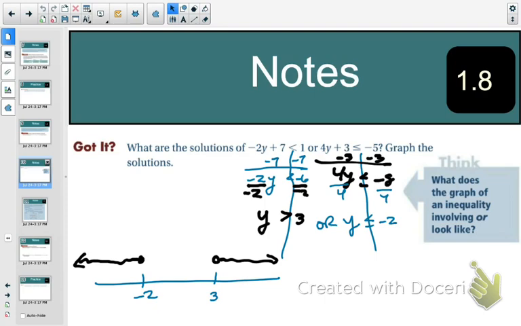Okay, so I solved each of those. The first one I got y is greater than 3. I had to switch the sign on that one. And then OR, on the second one, I got y is less than or equal to negative 2. So I graphed the y is less than or equal to negative 2 by doing a closed circle, and then going to the left. The y is greater than 3 is an open circle because it's not equal to, and then it goes to the right. So that's what your graph should look like, something like that.